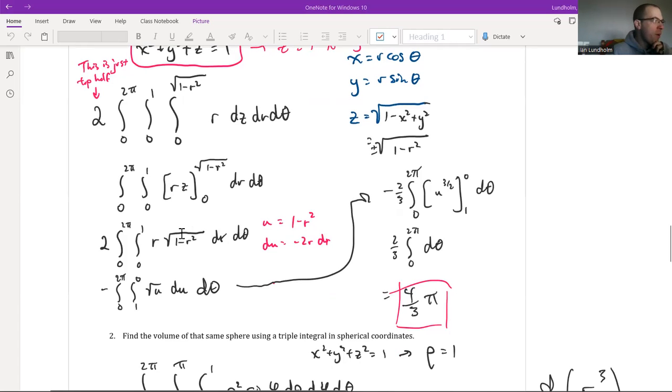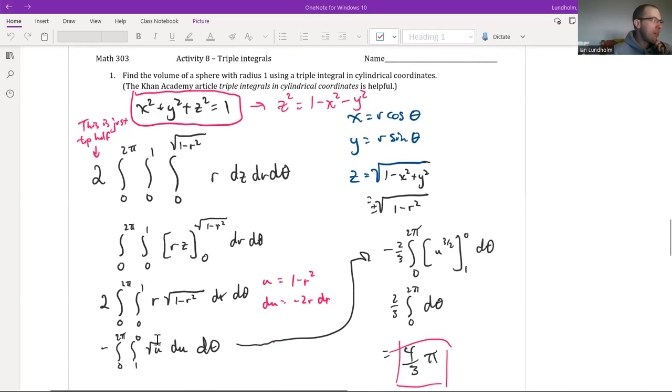integration's roughly straightforward. I do think a u sub at this point is a good move. So we've got a little u equals 1 minus r squared there. And yeah, pretty smooth sailing from there on out. And we get the desired value of 4/3 pi. The volume of a sphere in general is 4/3 pi r cubed. So since the radius of this sphere is 1, we're expecting 4/3 pi as an answer.